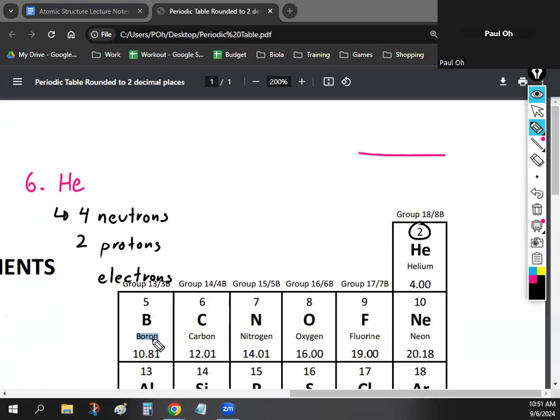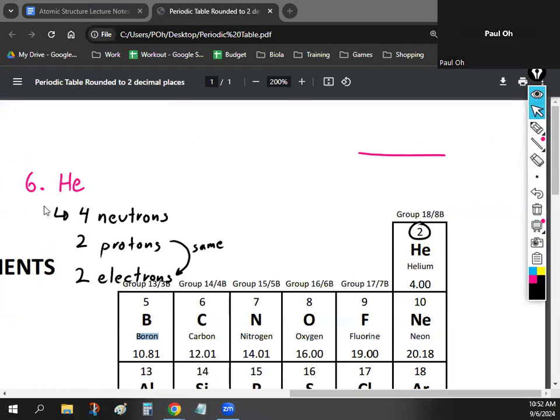All right, now we have to figure out the electrons. We just said that for today, we're talking about neutral atoms, which means you have the same number of protons as you do electrons. This is going to change later, but at least for today, protons and electrons are always the same. So you have 2 protons, that means you have 2 electrons.